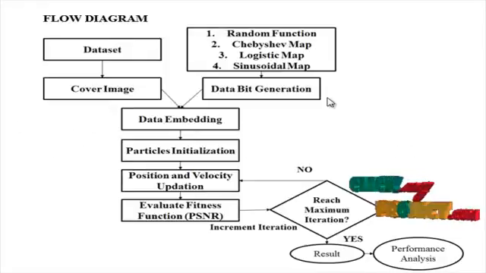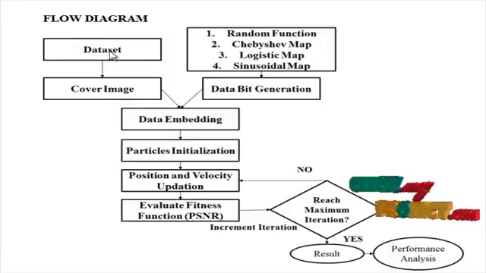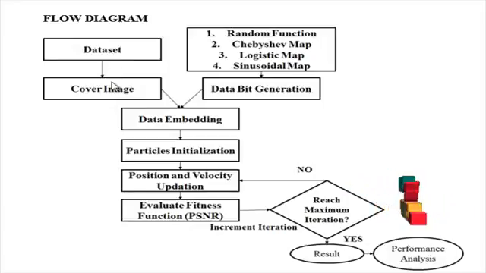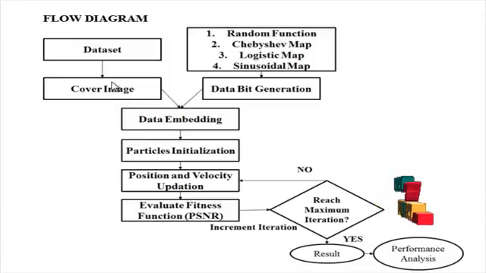Let me discuss the flow diagram for our process. Initially, read the cover image from the dataset folder. The cover images have different dimensionality, so we have to resize the cover image into predefined dimensions. In order to reduce the noise, a Wiener filter is used for filtering noise from the image.